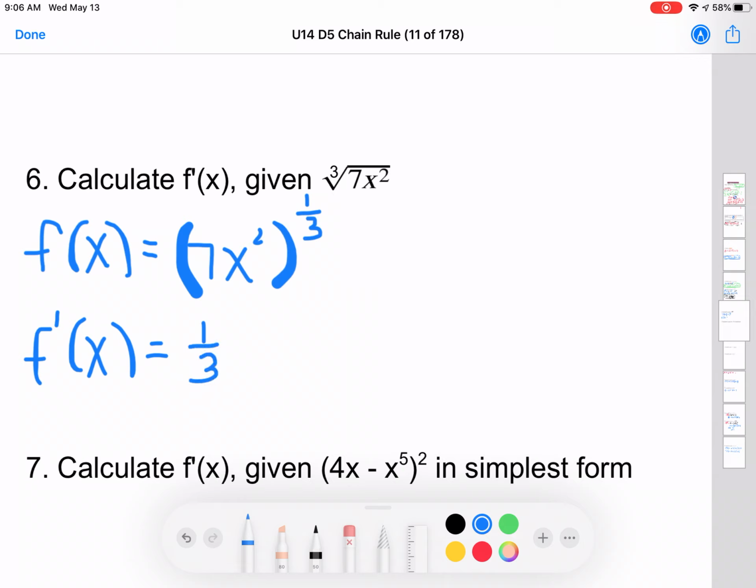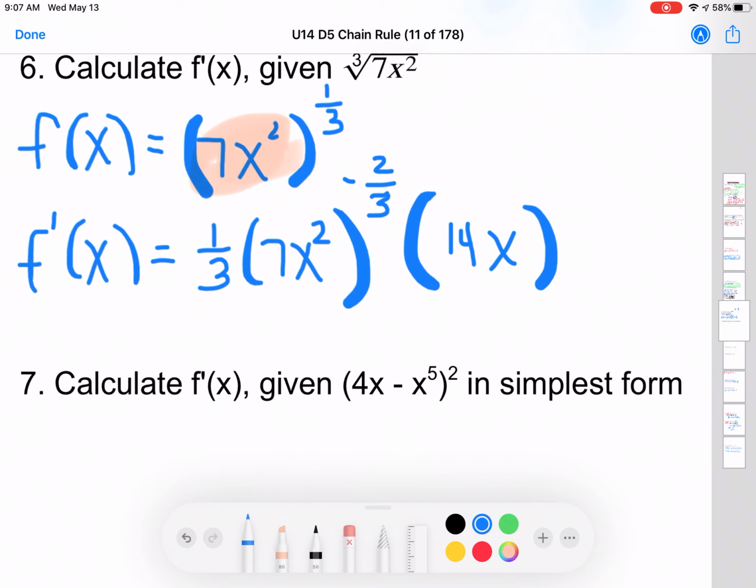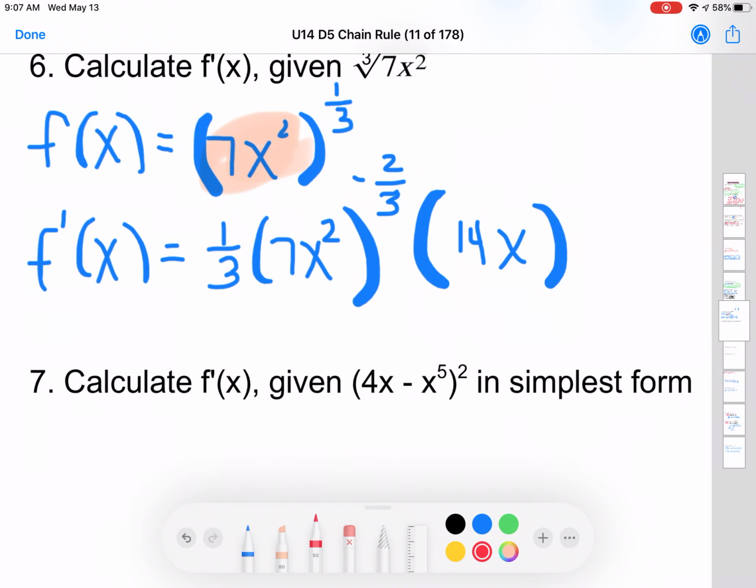So 1/3, right? We'll take the derivative of the outside. Decrease the power by 1. So 1/3 minus 1. But remember, we're going to do -3/3. That's 1, right? So we'll get -2/3. Now times the derivative of the inside. Derivative is 14x. And just like we cleaned up the other one, we would probably have to clean this guy up too. So let's go ahead and try. Oh, that's funky.